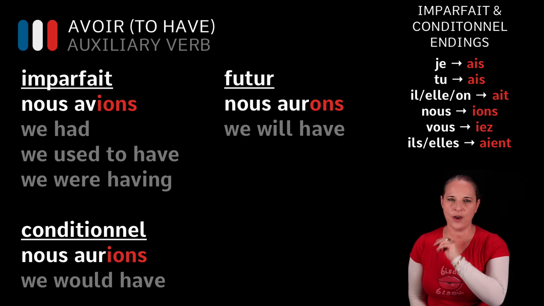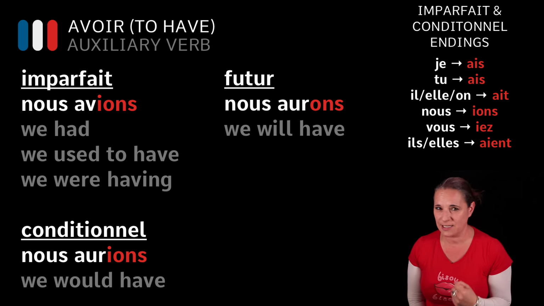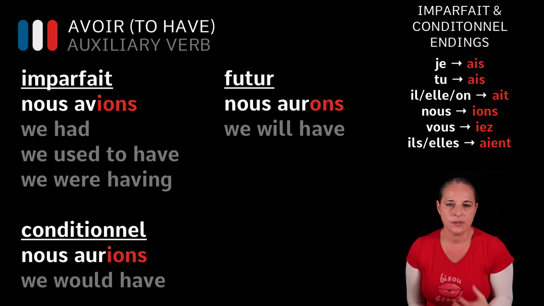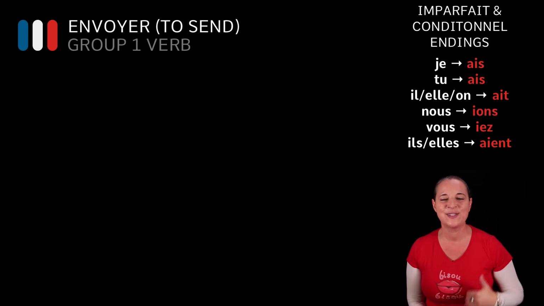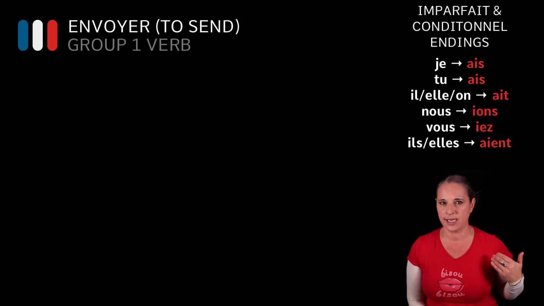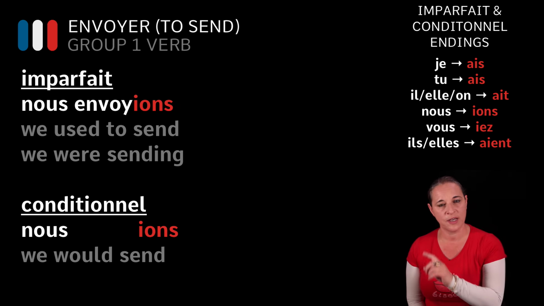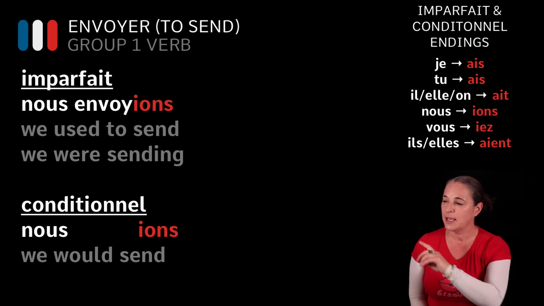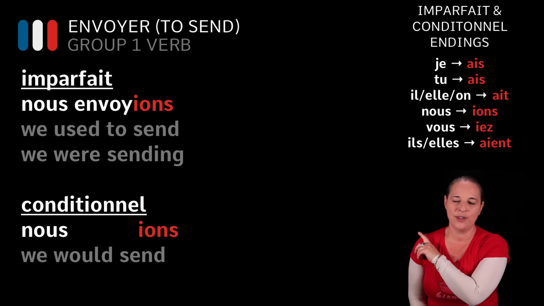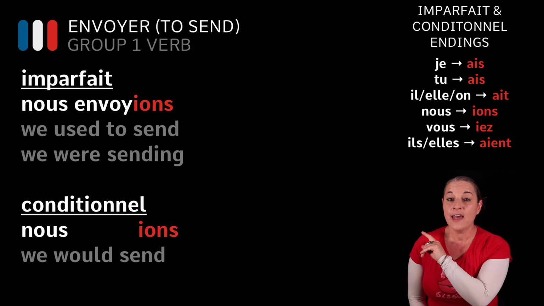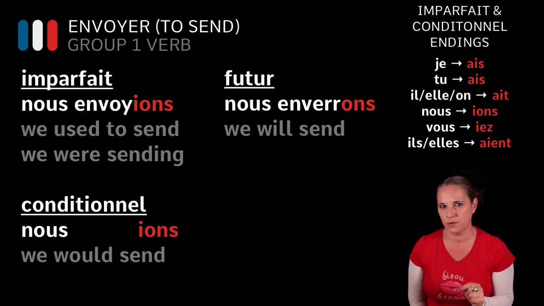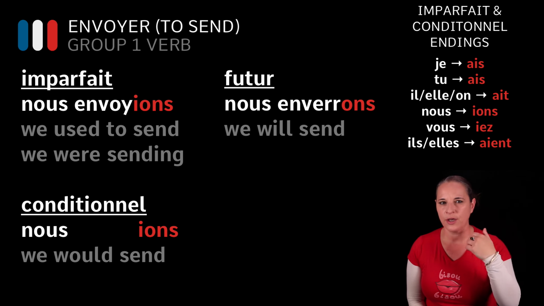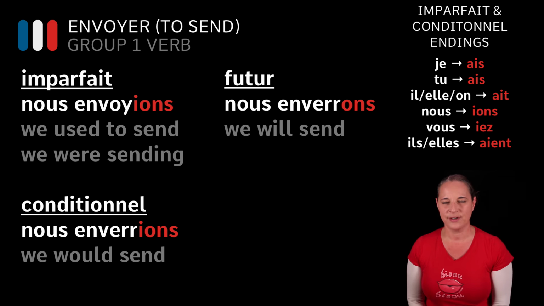Now, I've got here a very hard one to show you how really difficult it is. And again, you have lots and lots of different other verbs that you can play with. I've chosen envoyer because that's a tough one. Envoyer means to send. Now, if you wanted to say we used to send, and again, for nous, the ending of imperfect is IONS, as well as the conditional. So, nous envoyions, we used to send, or we were sending. Now we will send is nous enverrons. Have a look at the difference, and this is the stem we want for the conditional. Nous enverrions, and that is we would send.